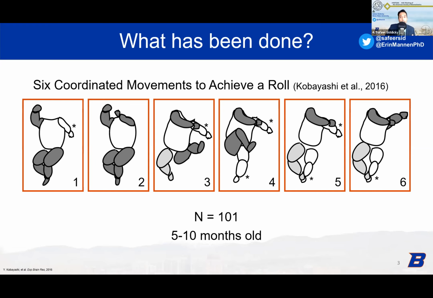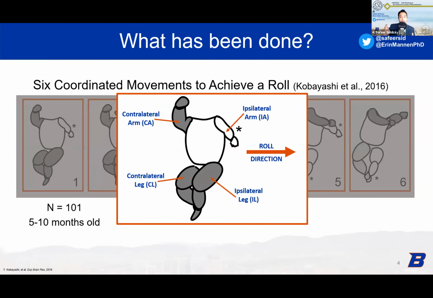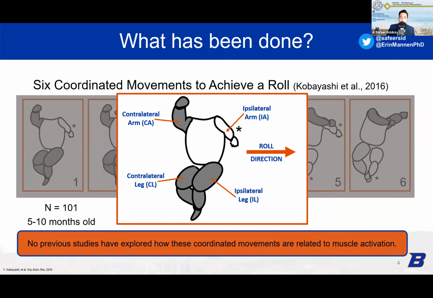Now, the only study relating infant rolling to movement and coordination is a paper by Kobayashi et al., who studied 101 infants between 5 and 10 months old and identified 6 different coordinated movements shown in the picture that babies may use to achieve a roll, based on the nature and timing of movements of the contralateral and ipsilateral limbs in relation to the direction of the roll. However, that study did not explore how these coordinated movements are related to muscle activation, and here we are.